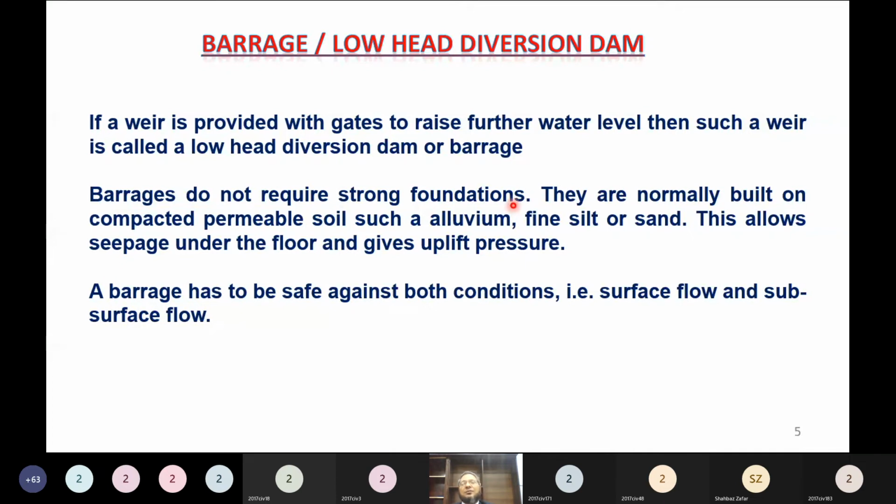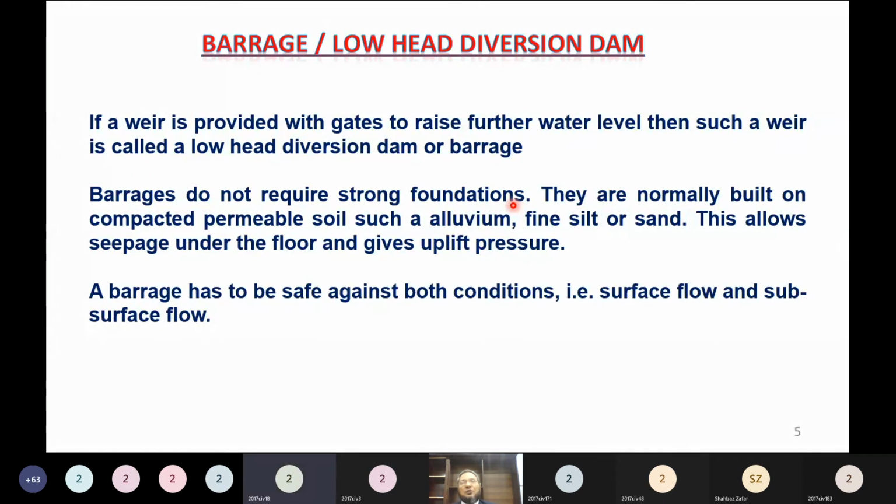Barrages do not require strong foundations. What do you mean by strong foundations? Will someone tell? What is meant by strong foundations? Yes, sir. Strong foundations means that the underlying strata should be rocky. It should have good strength. Very good. Yes. It means the strata on which our structure is resting, that is rock.